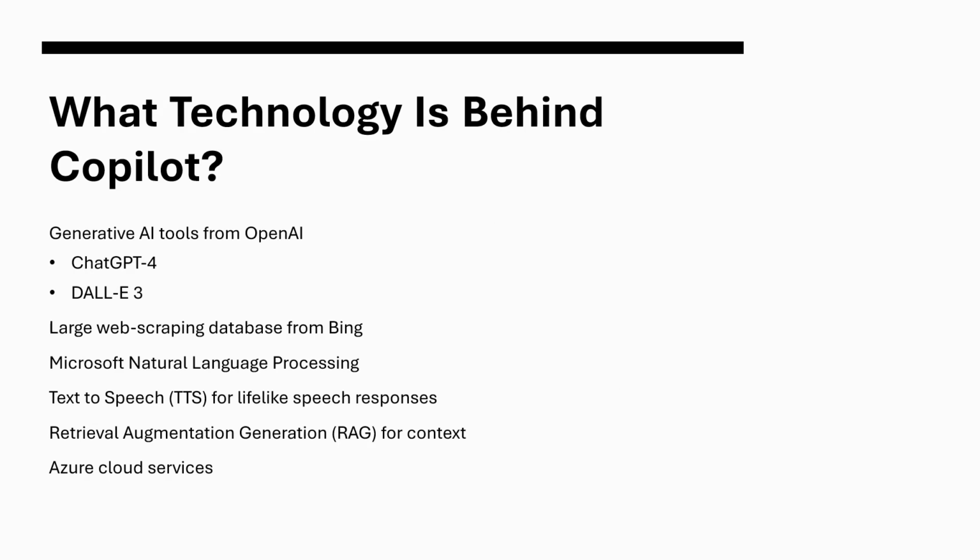Copilot relies on leading generative AI tools from OpenAI, namely ChatGPT-4 and DALL-E 3. It also uses the large web scraping database from Bing, Microsoft Natural Language Processing, text-to-speech, retrieval augmentation generation, and Azure Cloud Services.